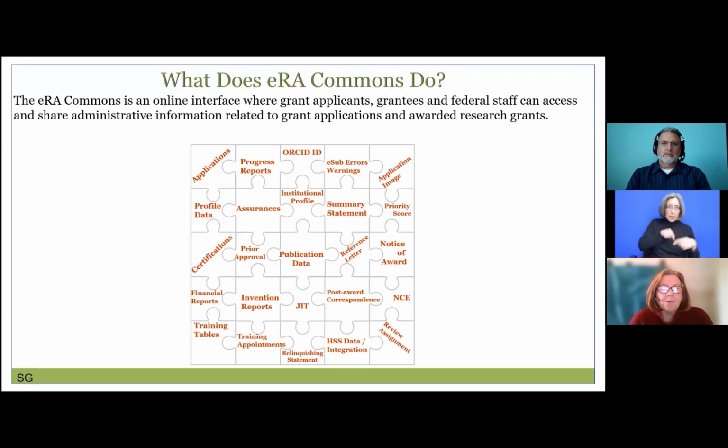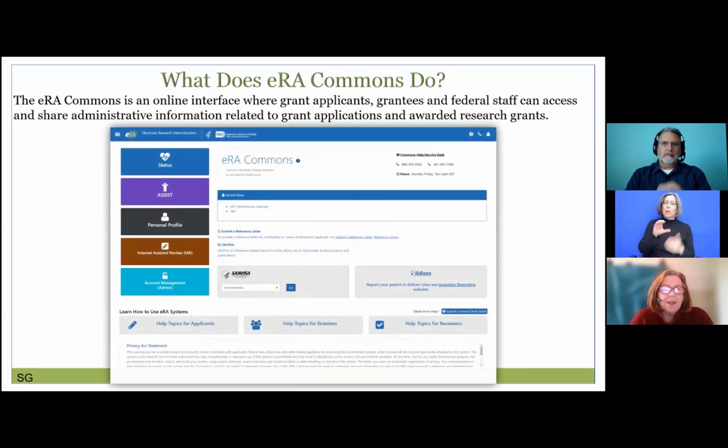So let's move on. What does eRA Commons do? Well, it's pretty much the electronic means for you to enter your reports and to look at the status of your applications and your grants. It's where grantees can see all the information regarding what their applications are doing. On the flip side, the federal staff is accessing the same information. It's shared via internal systems through NIH and our partner agencies.